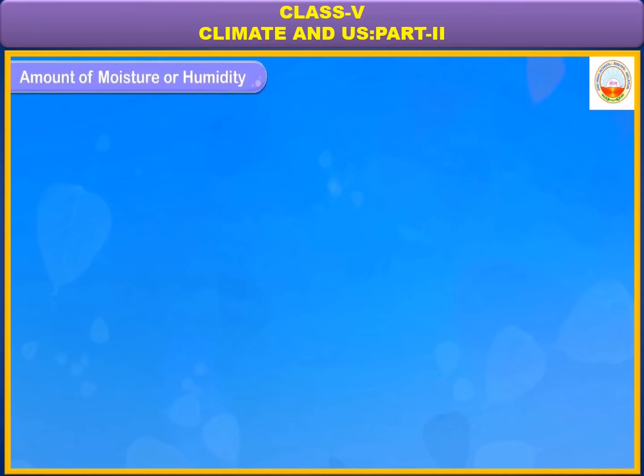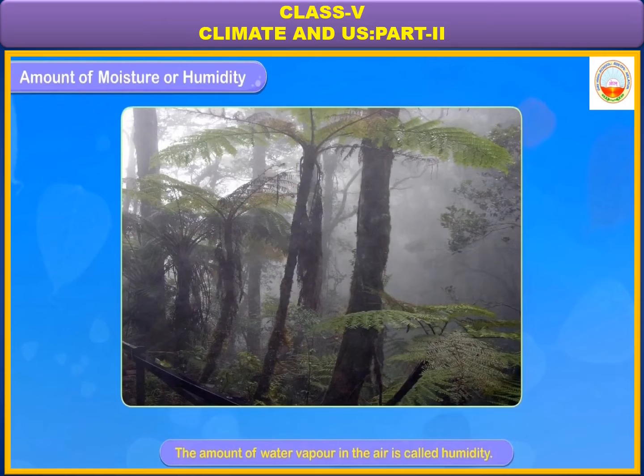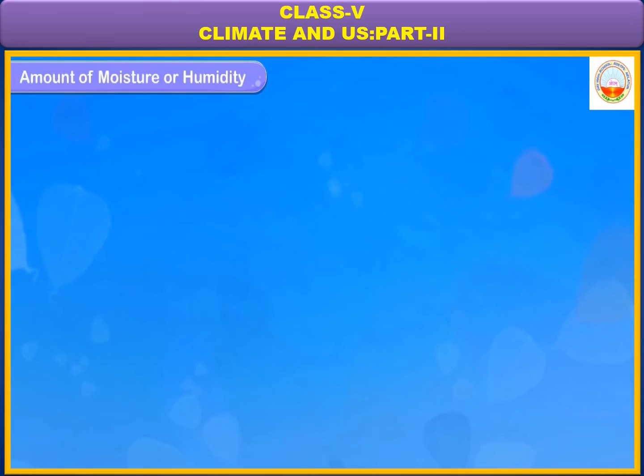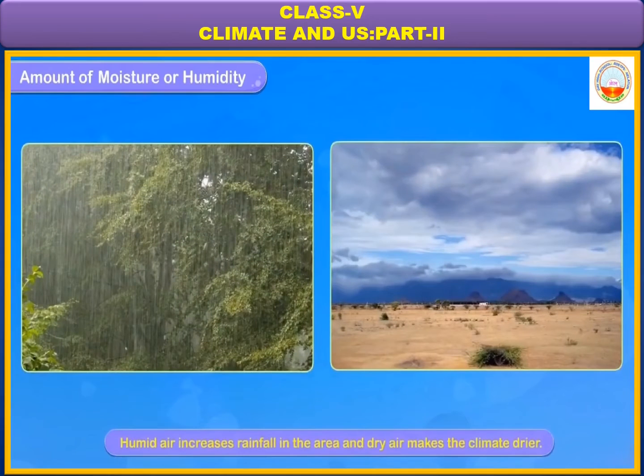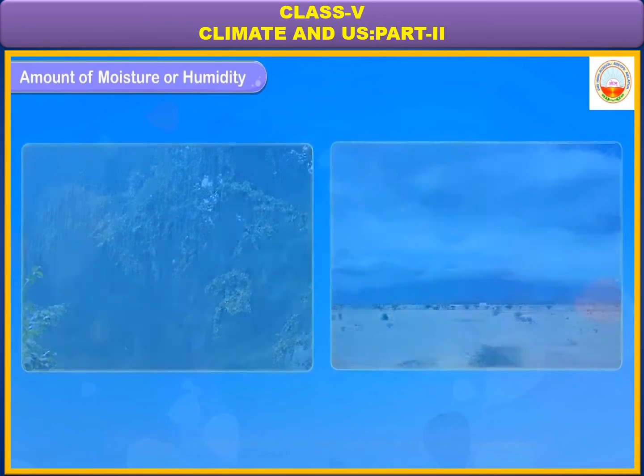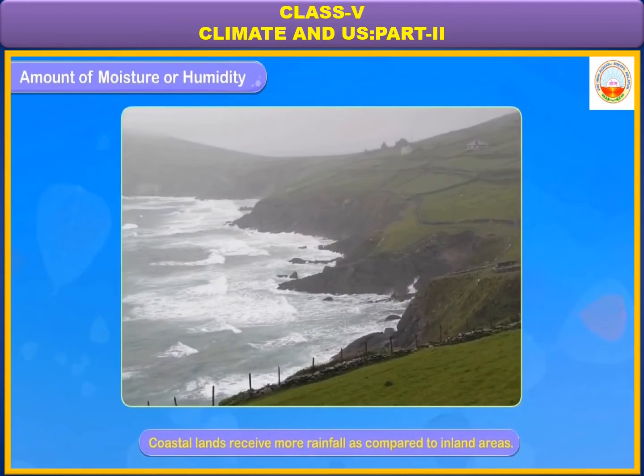Children, now let us learn amount of moisture or humidity. The amount of water vapor in the air is called humidity. Humidity is responsible for formation of clouds, rain, and snow. Humid air increases rainfall in the area and dry air makes the climate drier. That is the reason why coastal lands receive more rainfall as compared to inland areas.